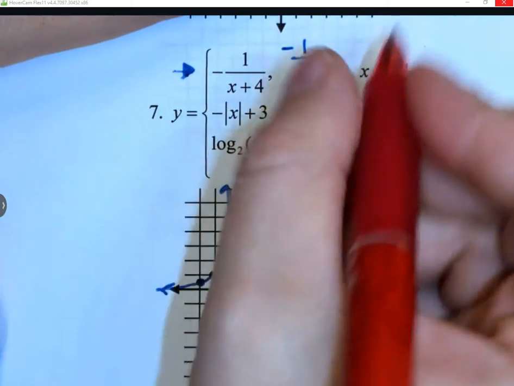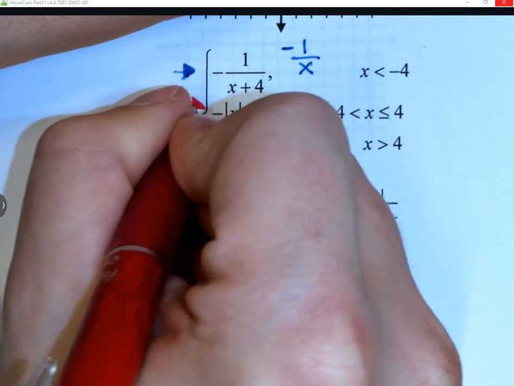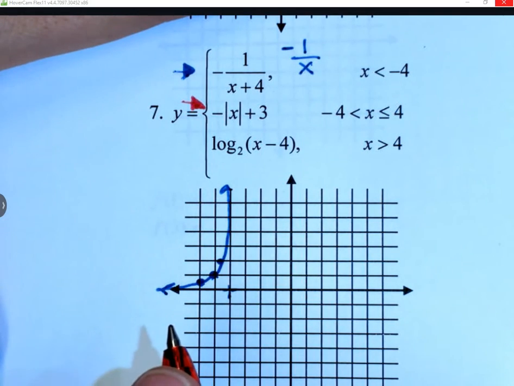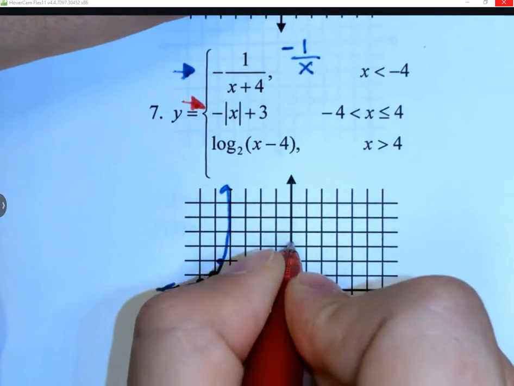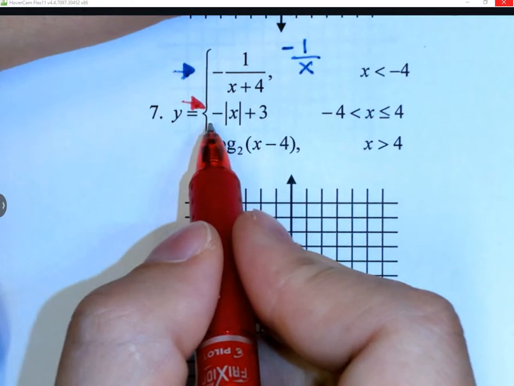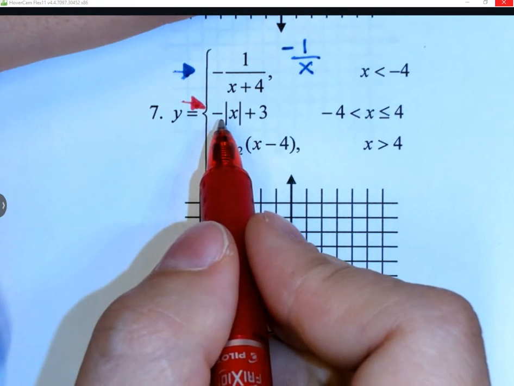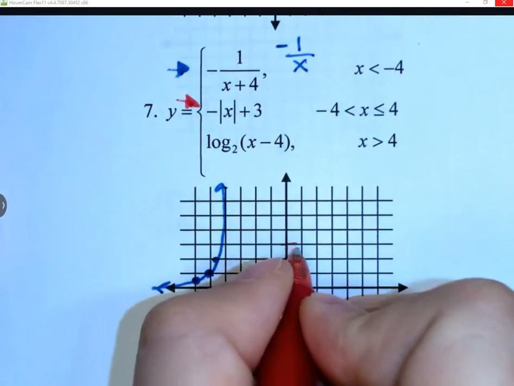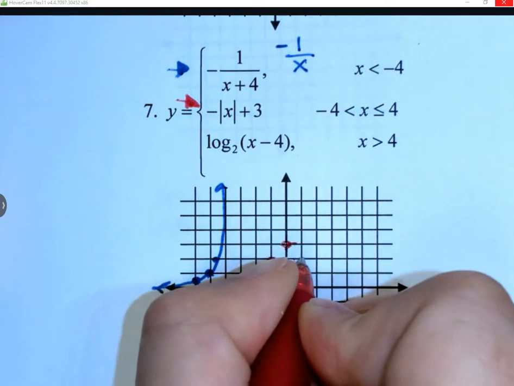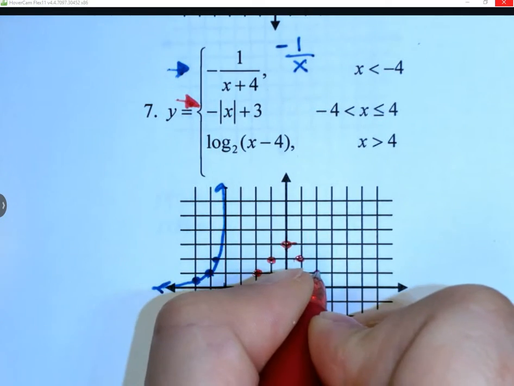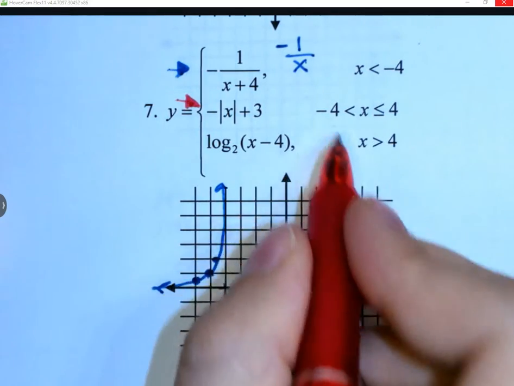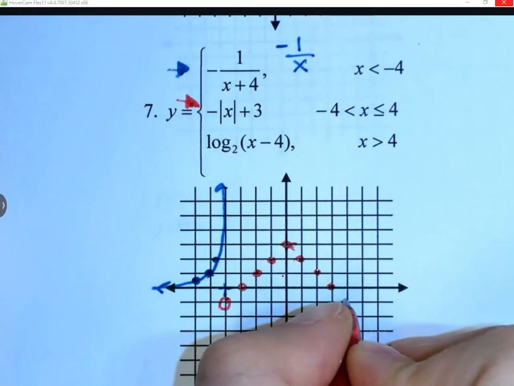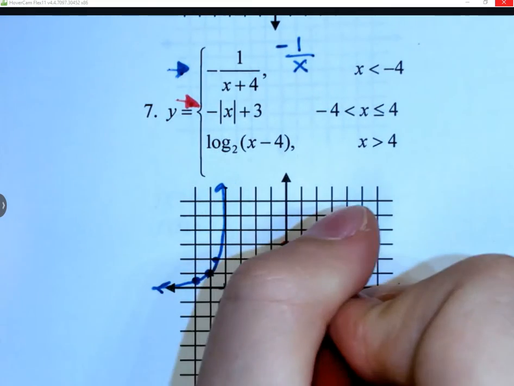All right, let's do the middle piece. What is that dude? That would be an absolute value. Where is he being moved? Up 3. 1, 2, 3. So that's where I'm going to start. And that negative is going to tell me what? Flip. So it's going to flip across the x. It's going to open down. And for absolute value, it's basically just a slope. And I want to carry this from -4. That's going to be an open circle. To 4. And that's going to be a closed circle.